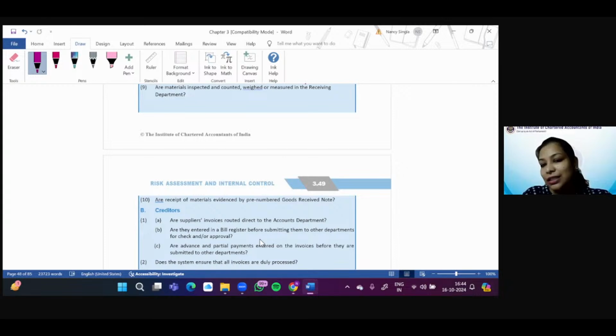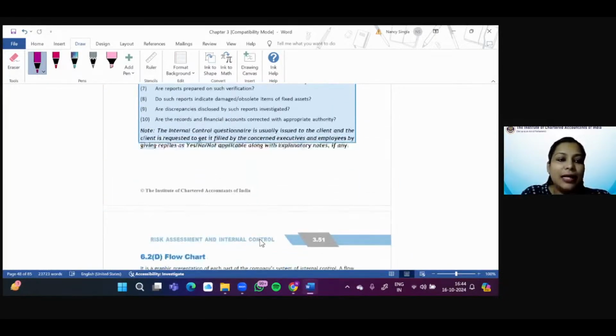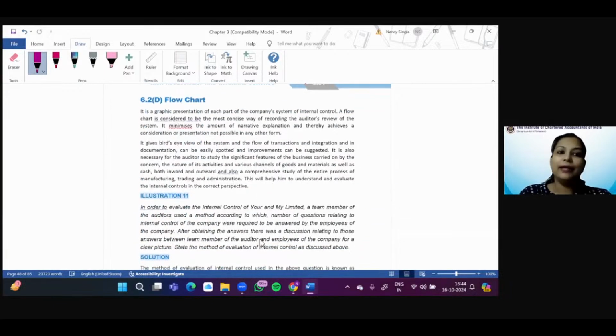So Swati, is it clear? Her doubt was that, ma'am, with checklist and ICQ, the auditor will not get full information. So this is not the case. The auditor may, as per his requirement, draft the ICQ or the checklist. Is it clear, Swati? Right? And this is to be filled by whom? The client, right? So is it clear? Swati, is your doubt clear?